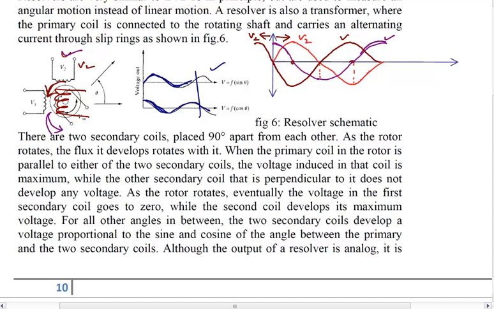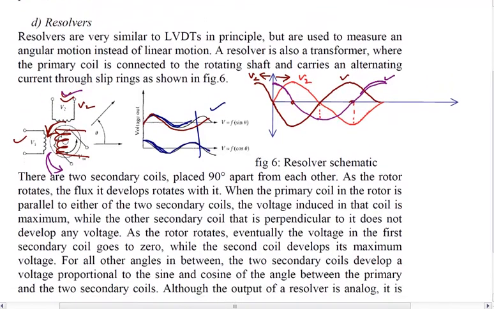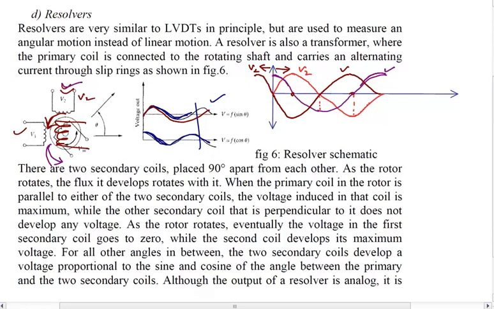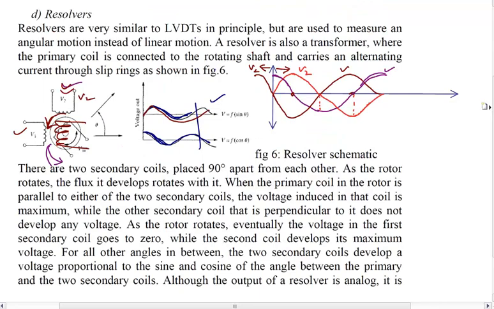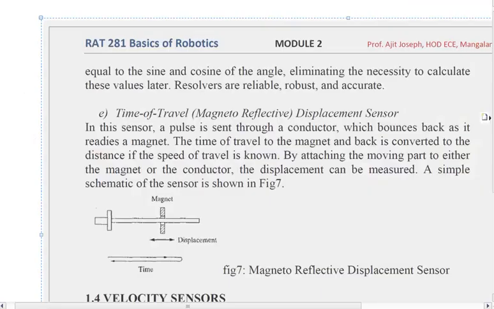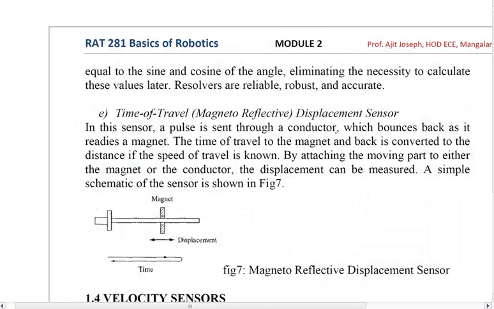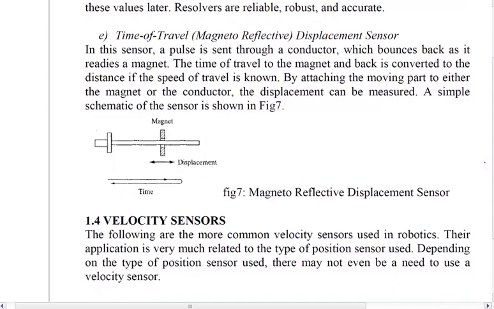So that's why I said with only one voltage, of course you can find out what is the position, but you will never get what is the direction. For getting the direction, we have to have two windings, V1 and V2. Okay, rest is the same principle of transformer that we are going to use. So resolvers are basically used for the case of angular movement, and LVDTs are basically used for the case of linear movement. So these are the sensors that are used for position. Another one that we are having is time of travel or magnetoreflective displacement sensor.